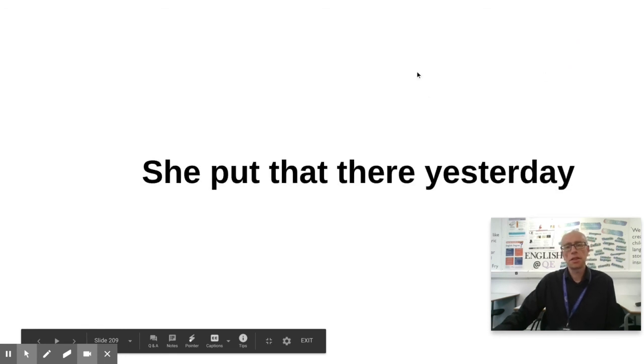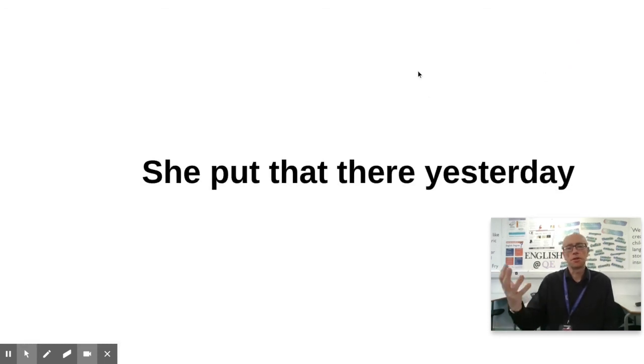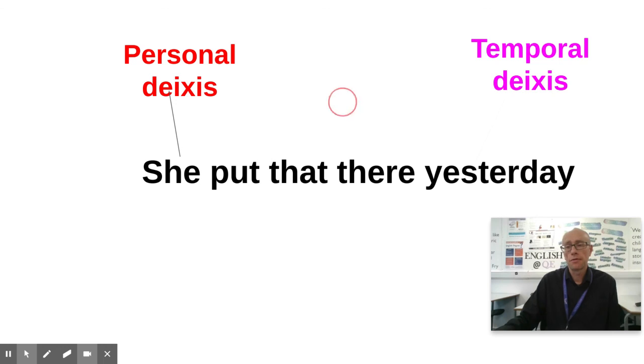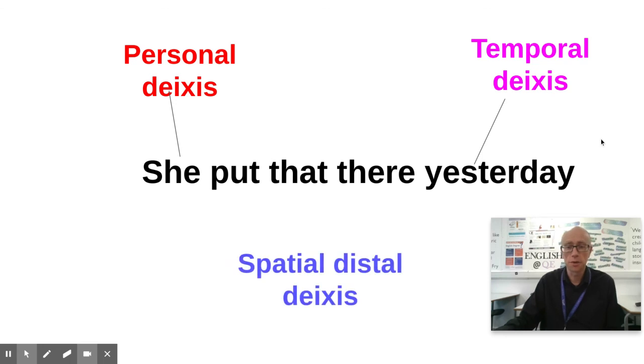Okay, so this is how it works in practice. You've got an utterance like this: She put that there yesterday. So she is an example of personal deixis because you have to be there in that conversation in order to know who that third person singular subject female pronoun is actually referring to. We have some temporal deixis with this adverbial of time, yesterday. Okay, you have to be there on that particular day to know when yesterday actually was.